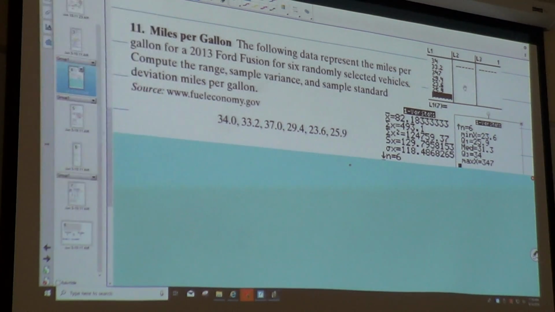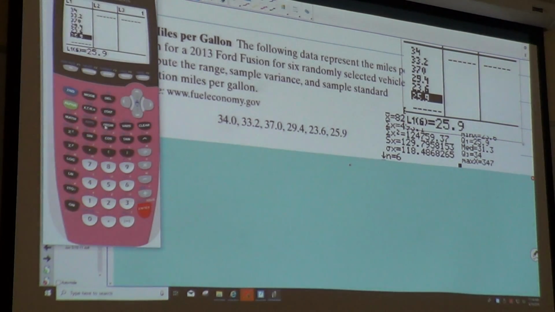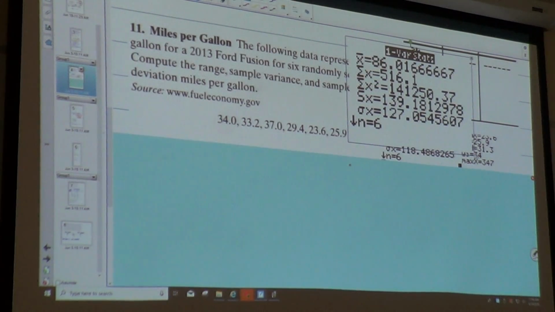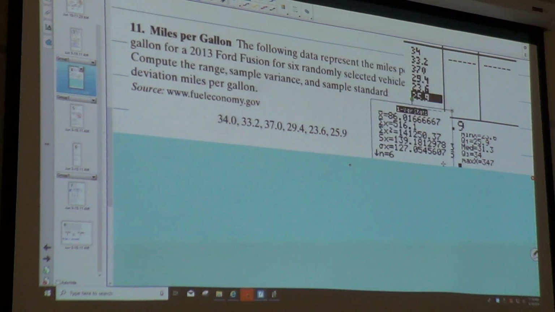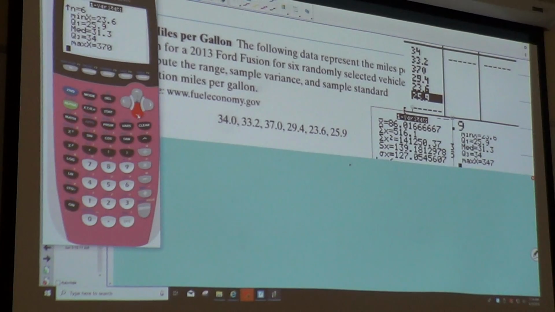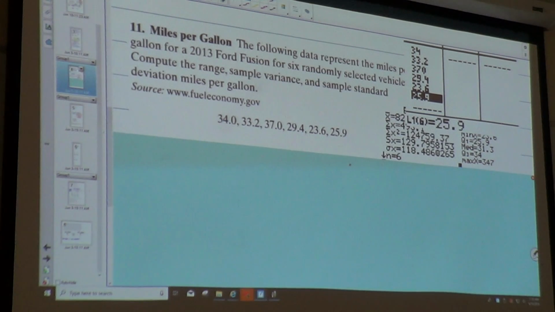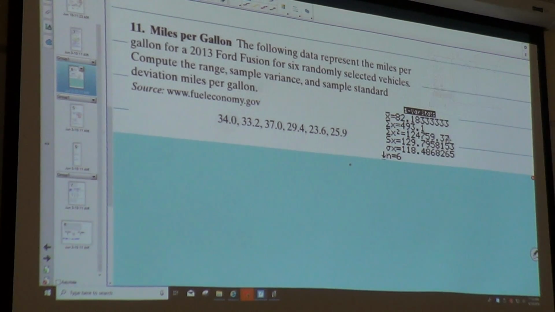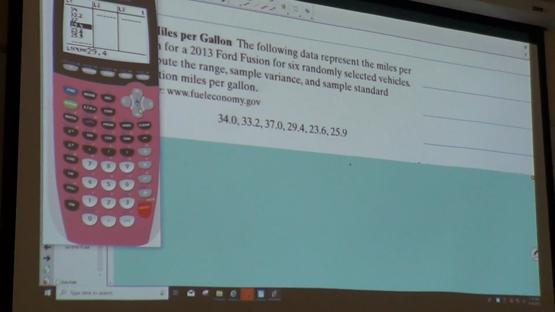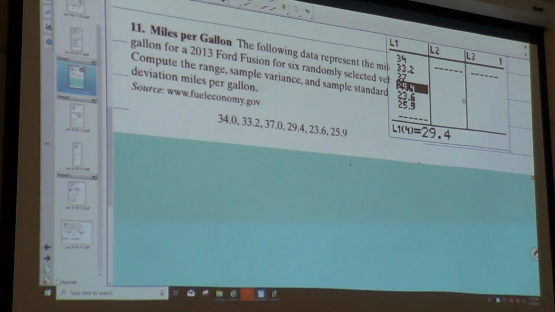So let me drag that over, and then let me redo 1 var stats. That should look a little bit better. So we can get our mean, but this time we didn't ask for the mean, we asked for a range. Let's try this one more again. Stat edit. Just 37. There we go. 3rd time's the charm.